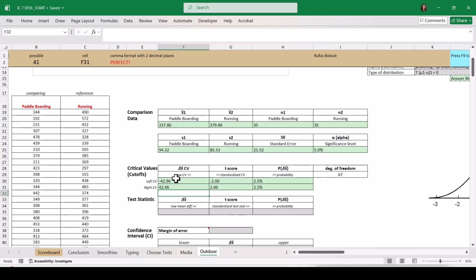So if we observe a difference of 42.96 or more extreme, that's when we'll reject the null and say, okay, there's a true difference between these two groups.